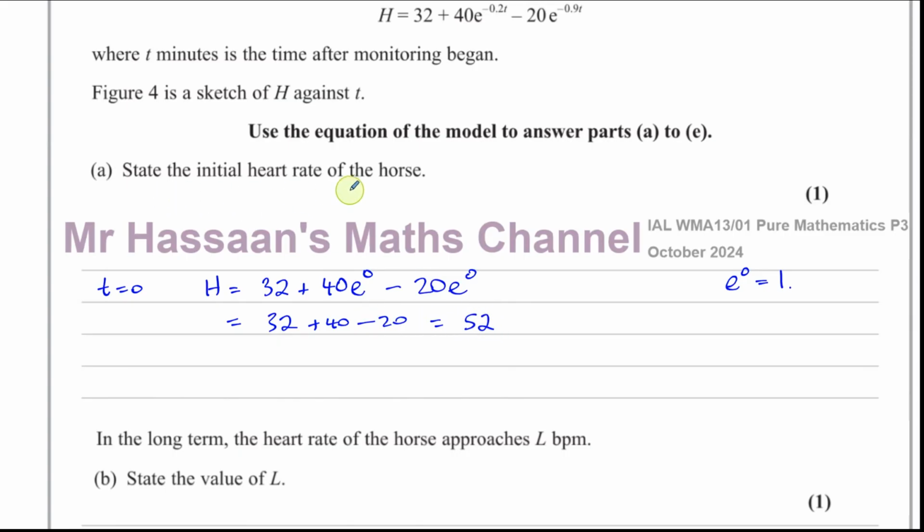So it says state the initial heart rate of the horse. We should state it as 52 beats per minute. Put the unit there. It's asking for the heart rate, so we should put the unit down. It's very important for us to understand that.